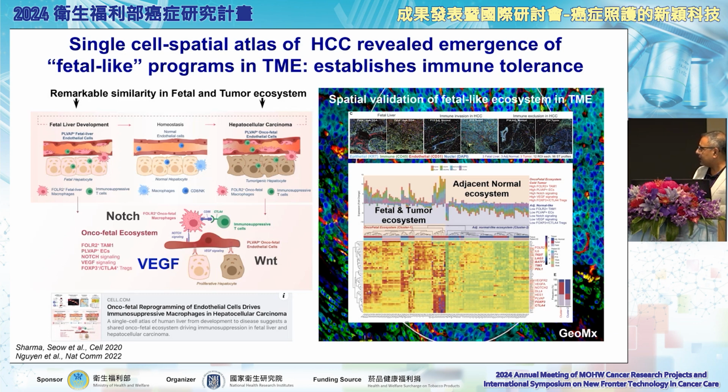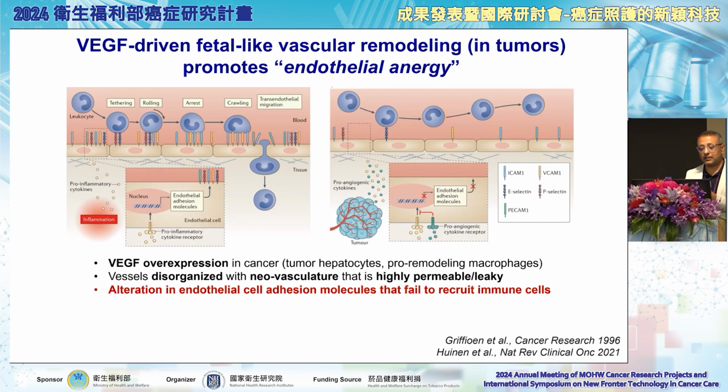A little deeper into what VEGF may be doing, and this is something that is more than two and a half decades old: VEGF signaling can drive vascular remodeling, much of it reactivating these fetal-like programs, which are also involved in neoangiogenesis and capillogenesis. But it promotes a phenomenon called endothelial anergy, which is that these pro-angiogenic cytokines, including VEGF, can block many of the pro-inflammatory signals that would otherwise activate expression of the endothelial cell adhesion molecules involved in T cell and immune cell recruitment.